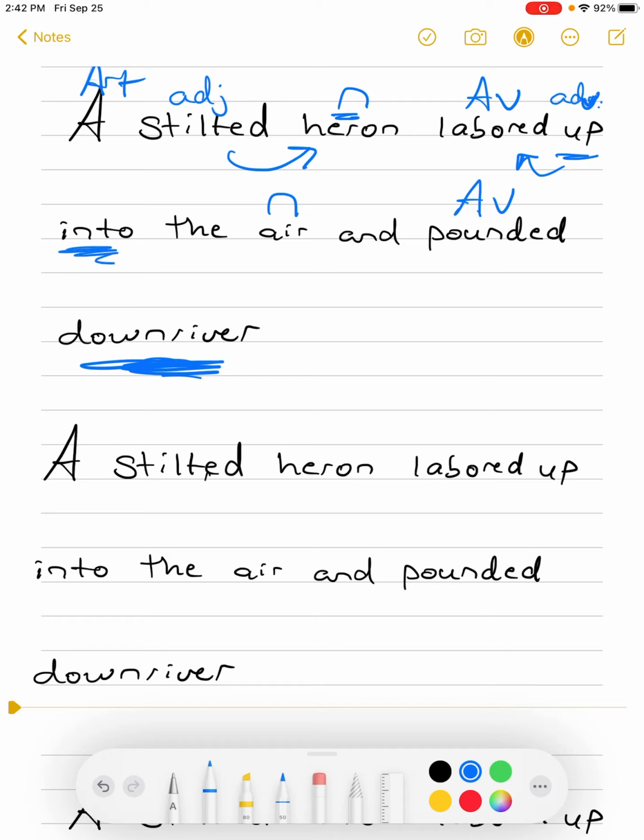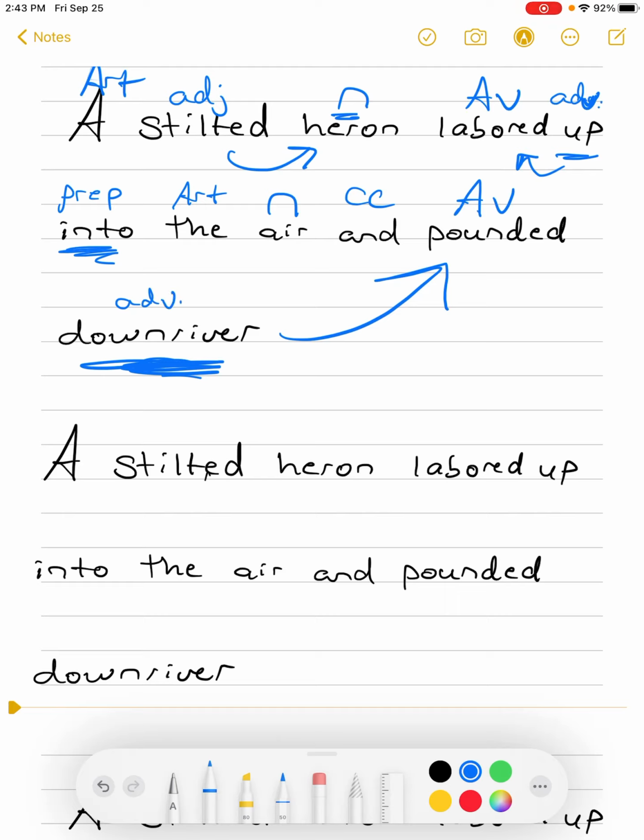Into is one of those words that shows the relationship between two things in a sentence. I could go into the house, over the house, through the house. That is called a preposition. The is always an article. And is a coordinating conjunction. Pounded, we said, is an action verb. In this case, downriver, I think downriver tells me more about pounded. Like, it tells me where the stilted heron went. So this is going to act as an adverb.